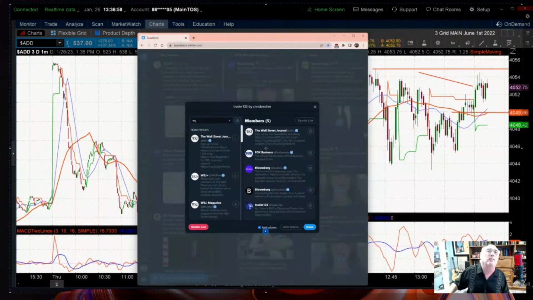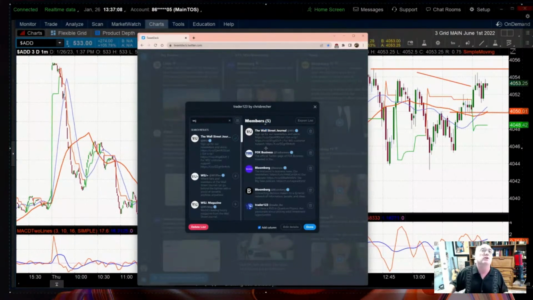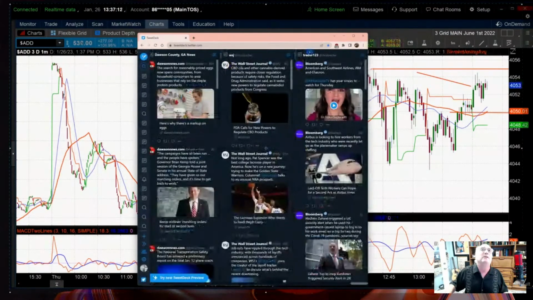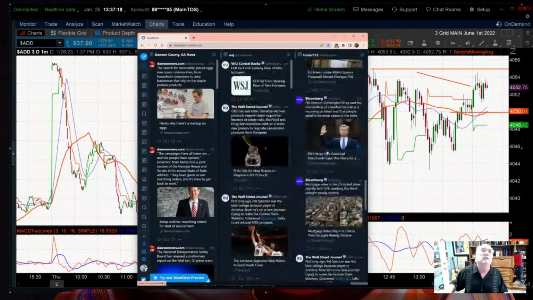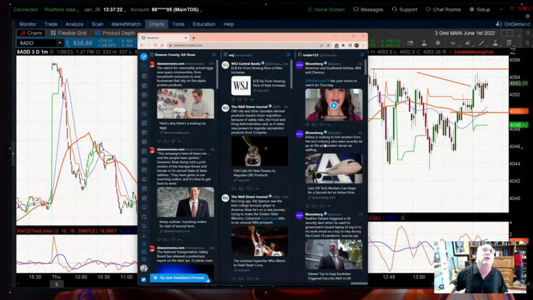Now you added a column. You can add as many as you want. I don't add too many because then it scrolls too much. Now you press done. And look what happens. You got all of those on the right. It's a great way to do research in the morning.